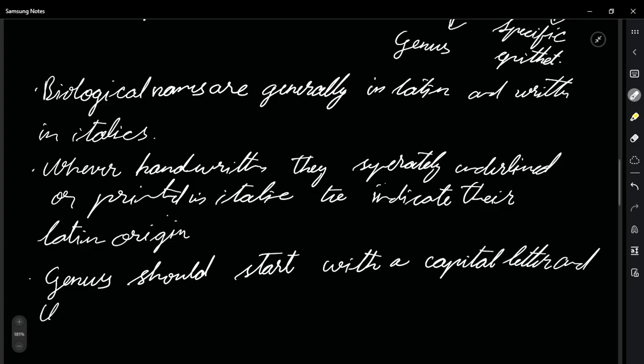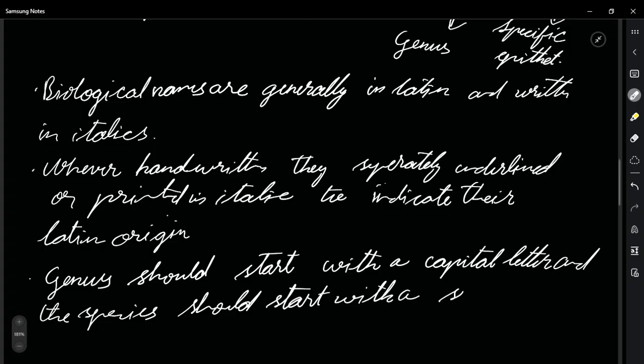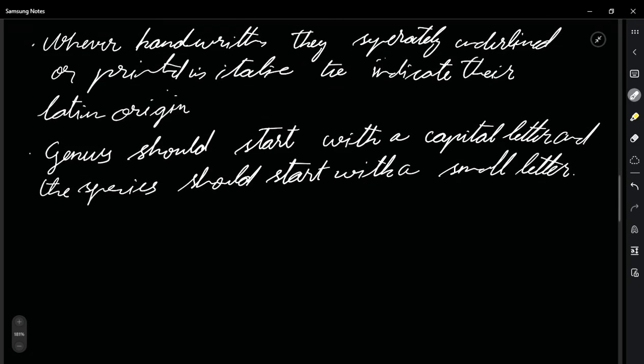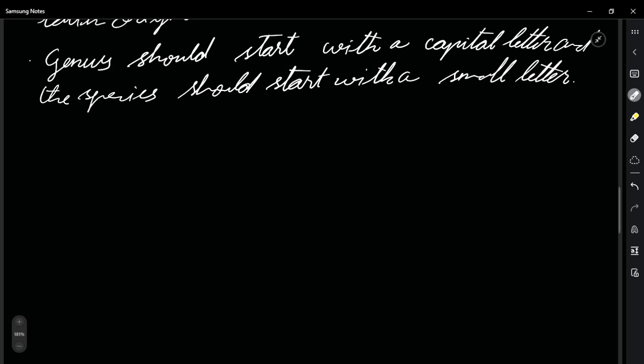And the species should start with a small letter. This is what common things, nothing much. And sometimes there is also called as authors written.